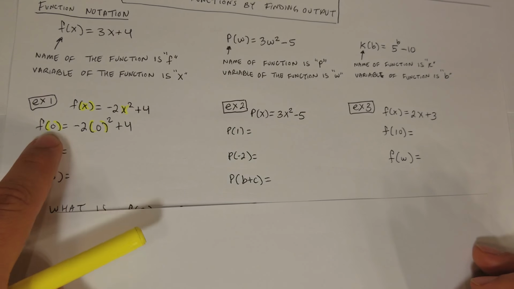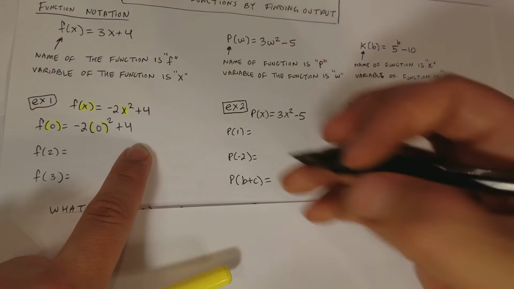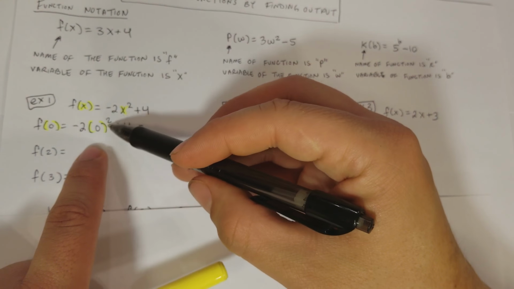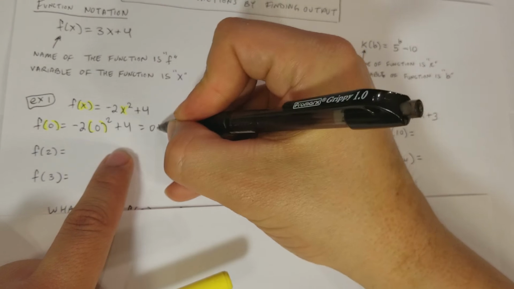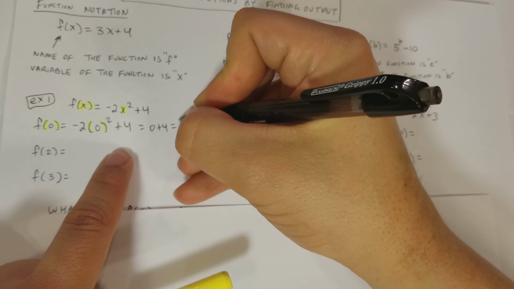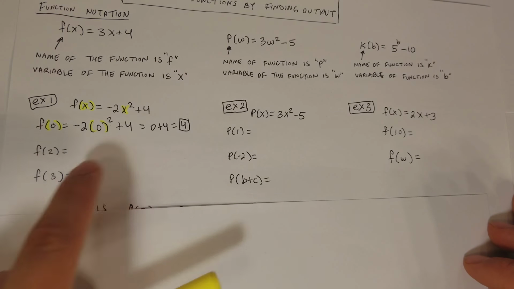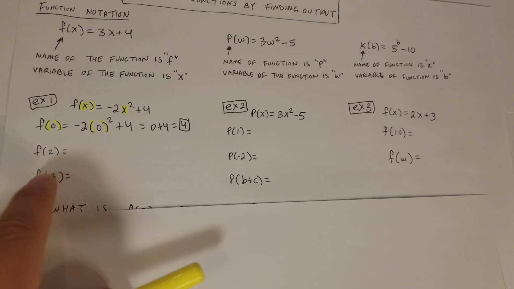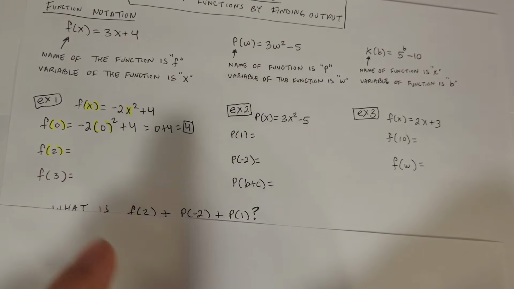So f of 0 means negative 2 times 0 squared plus 4. If I square the 0, 0 times 0 is 0, and then multiply 0 by negative 2, I get 0. So it's basically just 0 plus 4, which gives me the answer of 4. So you plug in the value of 0 into the function. Let's do the same thing with the next value. So this tells me I have to plug in 2 into the function f.